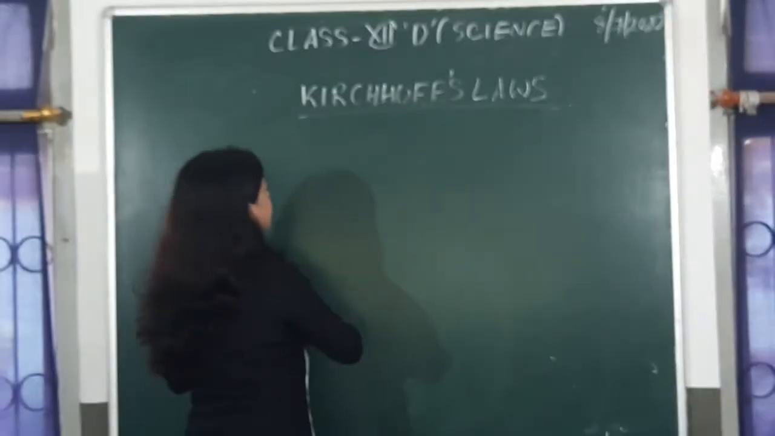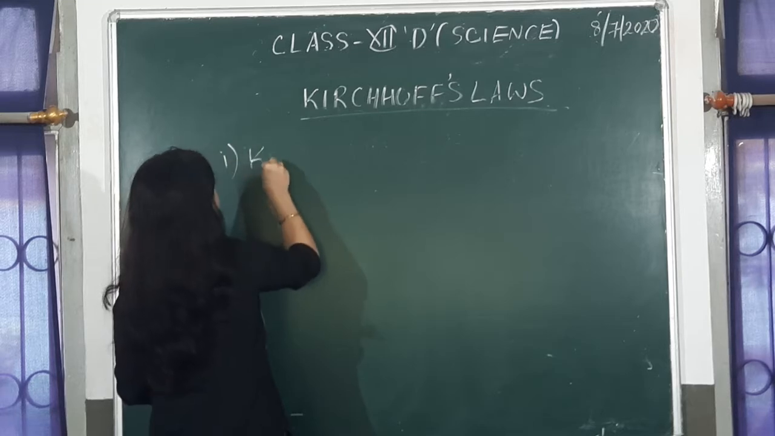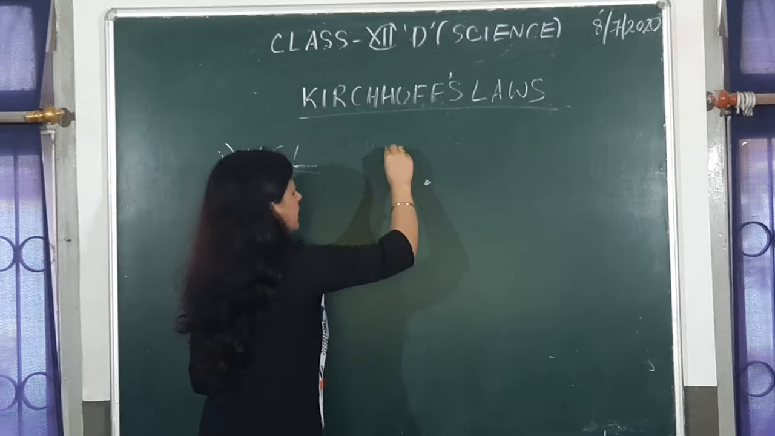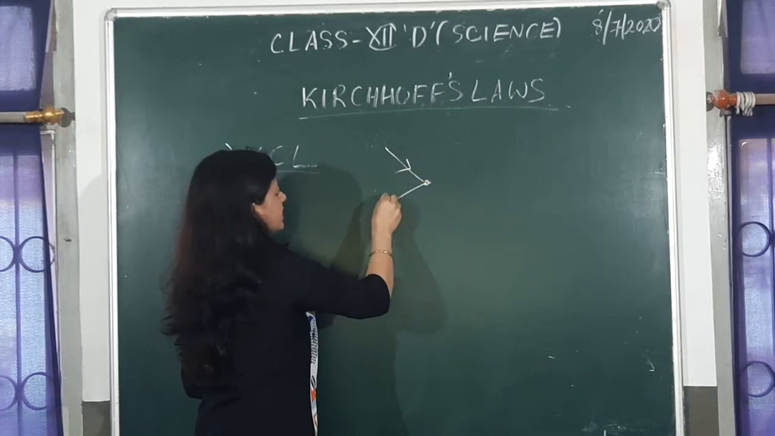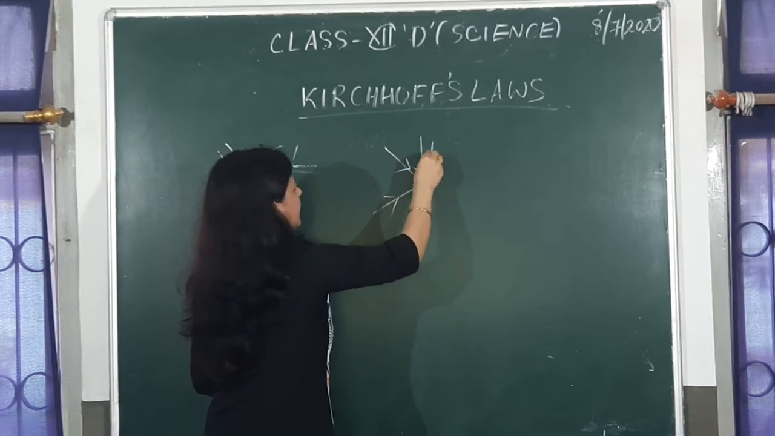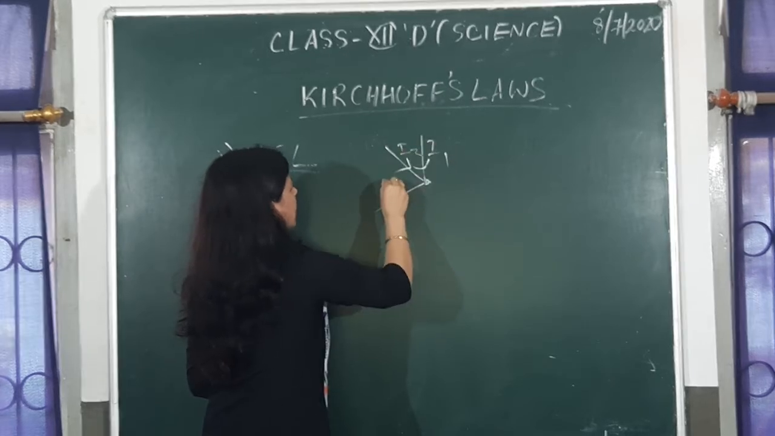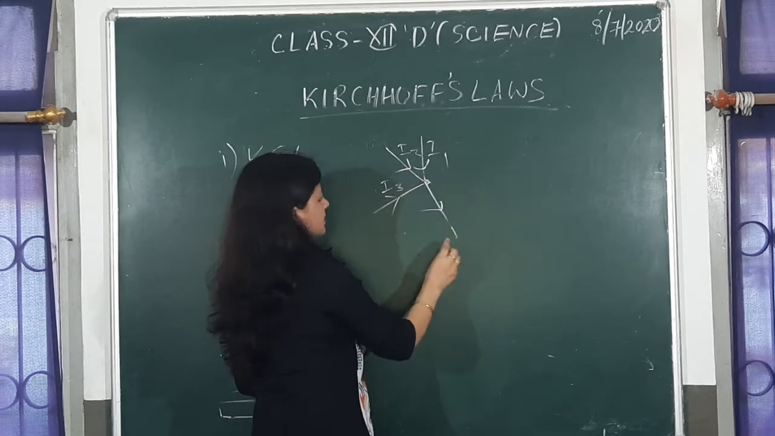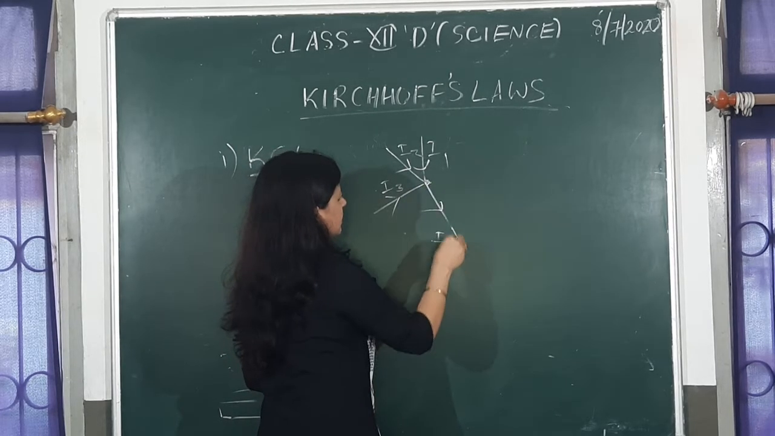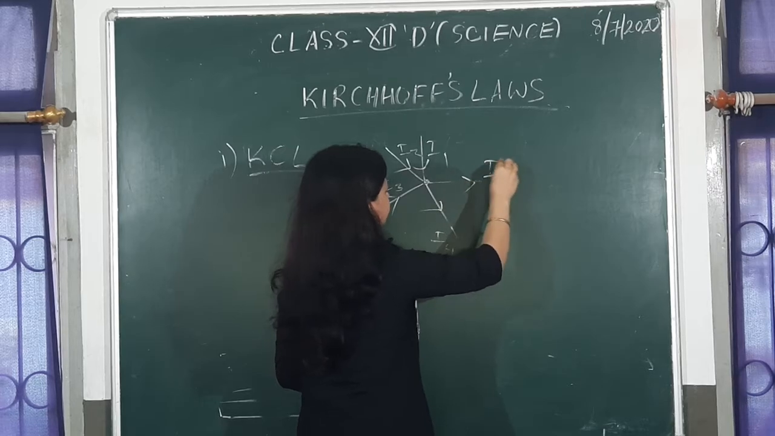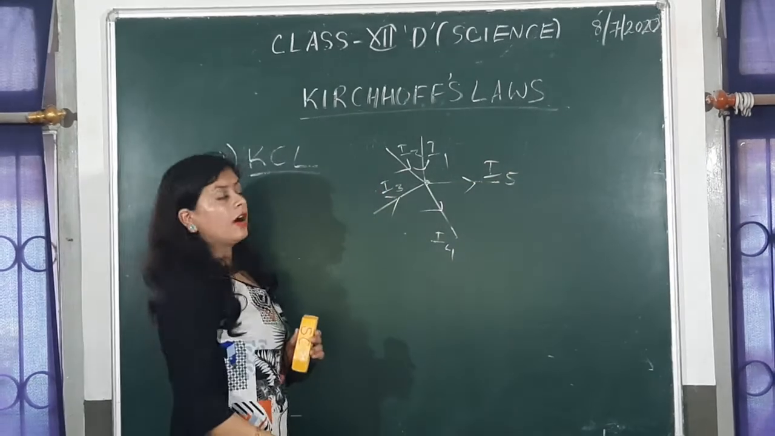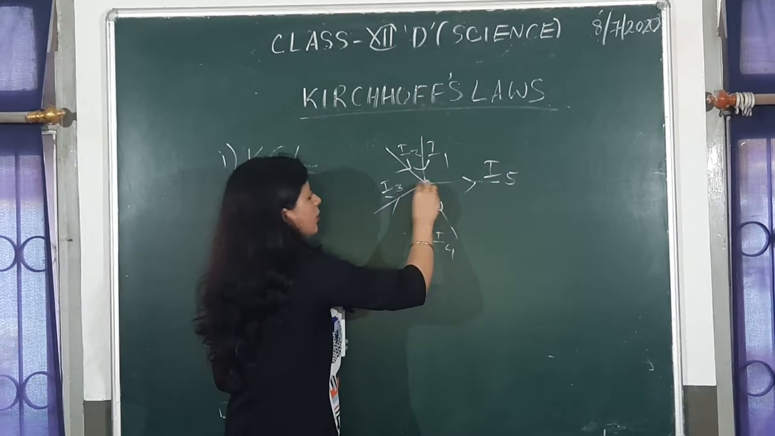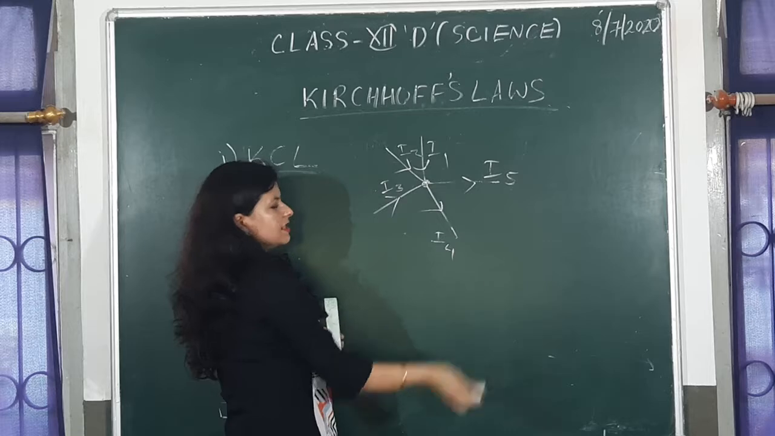The first law is Kirchhoff's first law, or KCL. You have a junction in which you have a number of currents flowing into the junction, say I1, I2, I3, and you have, after entering the junction, the current leave making two branches. Just an example, I4 and I5. According to Kirchhoff's current law, the algebraic sum of all these currents at this junction is equal to 0.